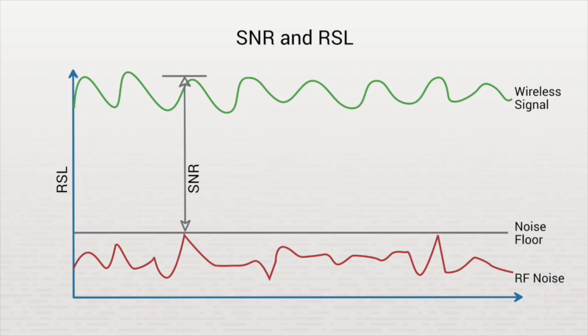The SNR measures the level of the wireless network signal, the RSL, and the level of background noise in decibels, and then it compares the measurements. Any SNR higher than 1:1 indicates more signal than noise, which is what we want. The farther you get away from the transmitter, the lower the RSL and the lower the SNR. As soon as the RSL falls below the noise floor, you lose connectivity.